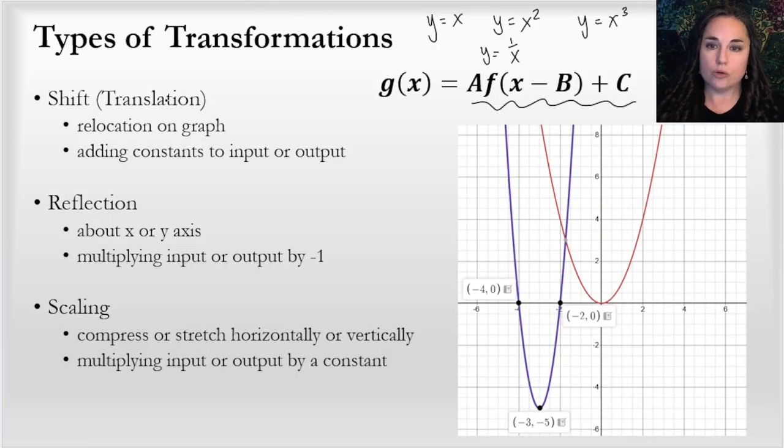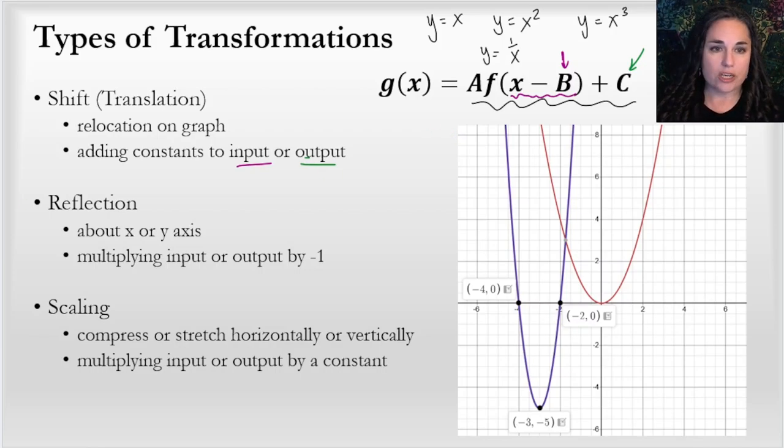All right. So three of them I'm going to highlight today. There's going to be a shift or translation where we just move something around. We relocate it on a graph. It'll look the same, but it's in a different place. And what we're going to do is add or subtract constants to the input. So our input is the f of x, so that's referring to this b value. Or we can add constants to the whole function, so that would be this outside thing. We can just move it up or down by just adding a constant.